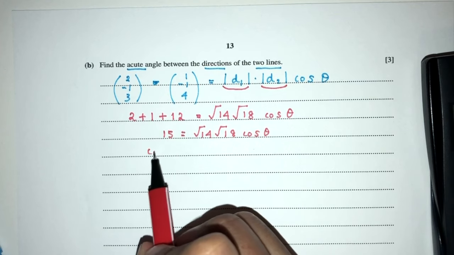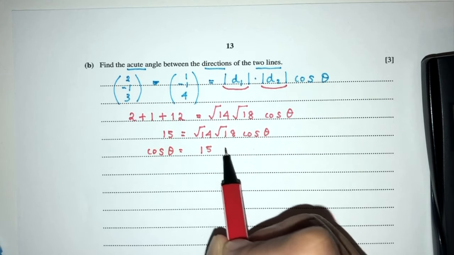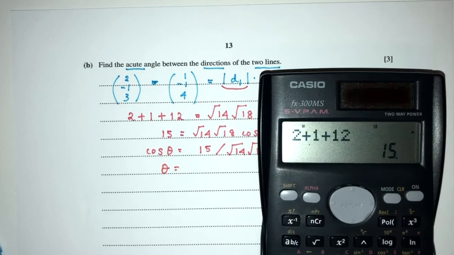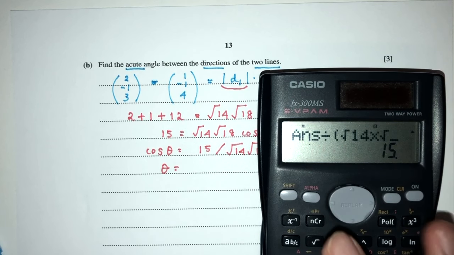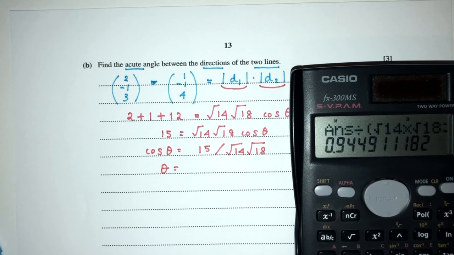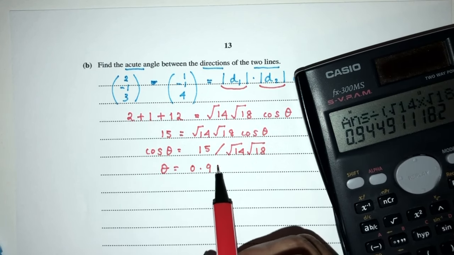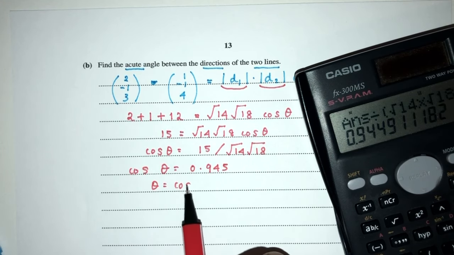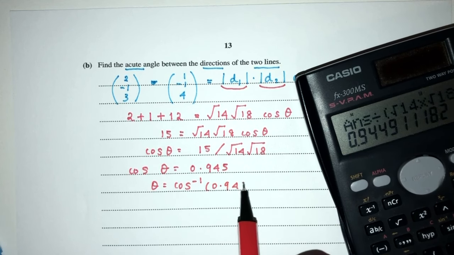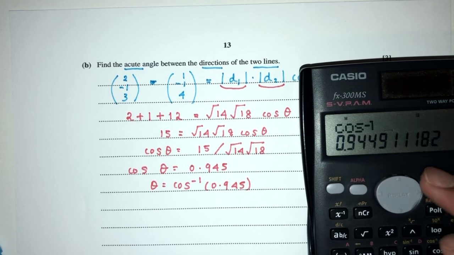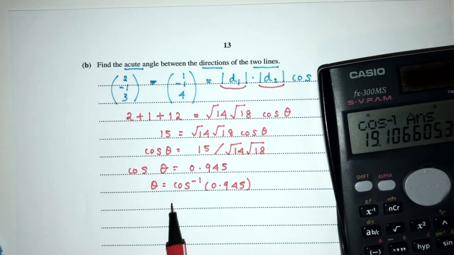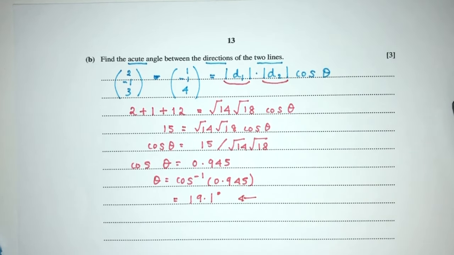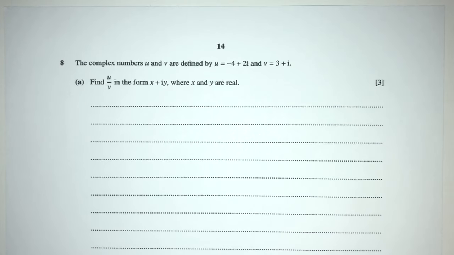Now we have to make this become subject, so cos of theta has to be 15 over this and this. Let's see what happens. So 15 divided by root of 14 times root of 18, that will give me this value, right? 0.945. So finally, this is cos here, right? So theta will be cos inverse of that value. Let's see what we get for the answer. Has to be in degrees if you want to. That will be 19.1, correct to 1 decimal place for the answer. And that will be your question number 7. Okay, so now let's move on to question number 8.